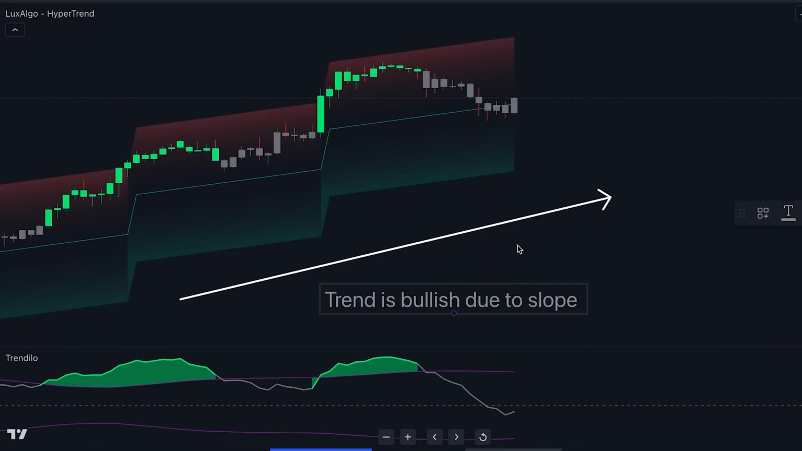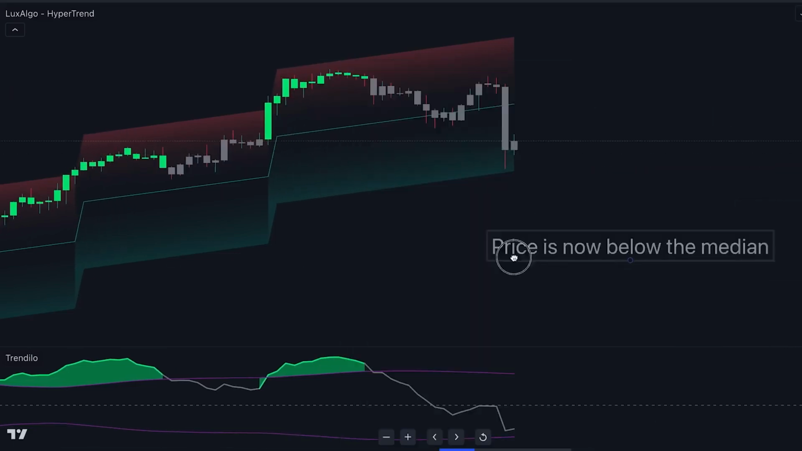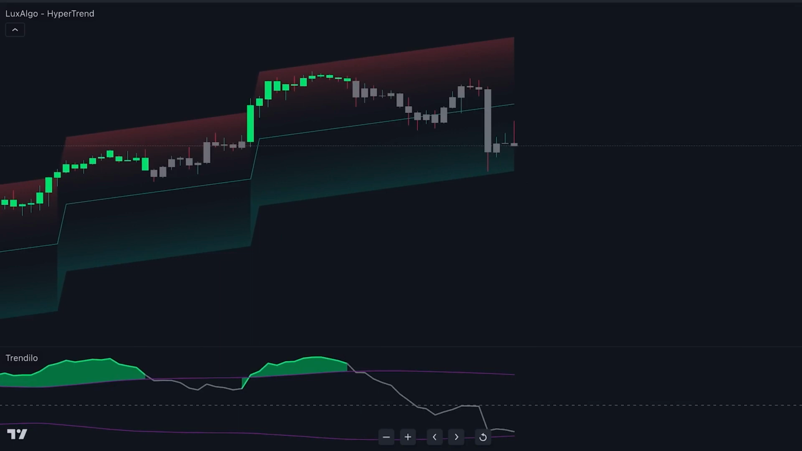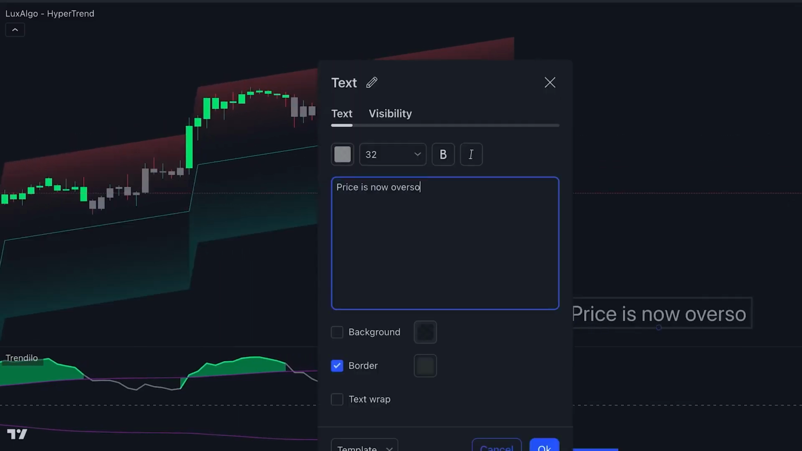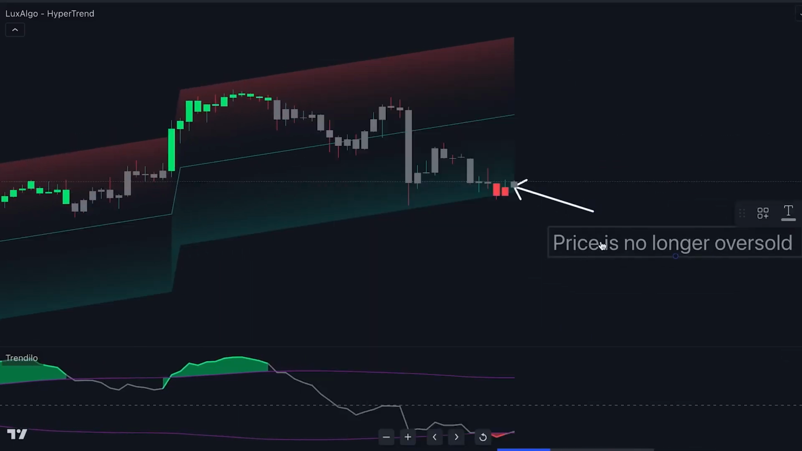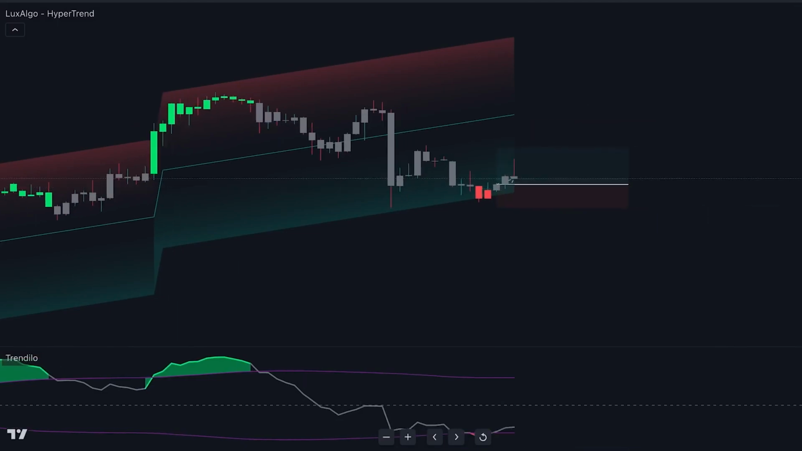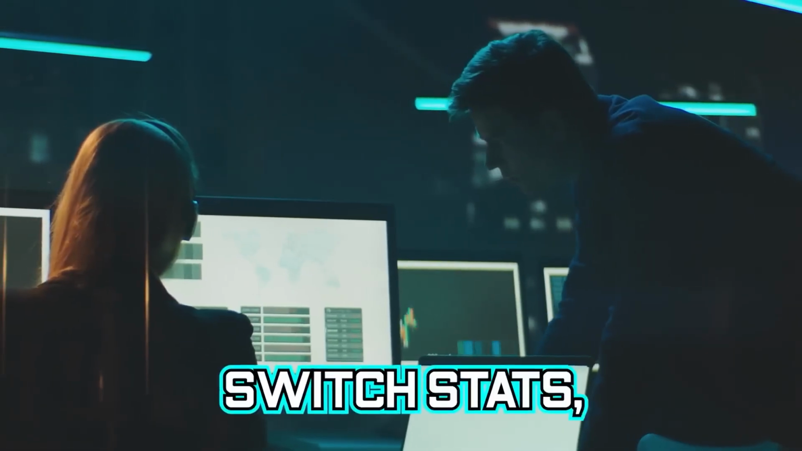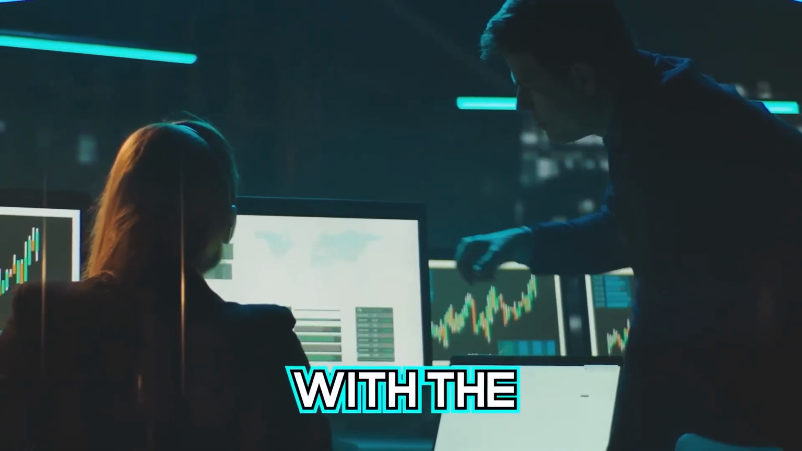In wrapping up, it's crucial to remember that the art of trading is a continuous learning process. The tools and strategies presented today aim to provide you with a more refined lens to analyze and capitalize on market movements.